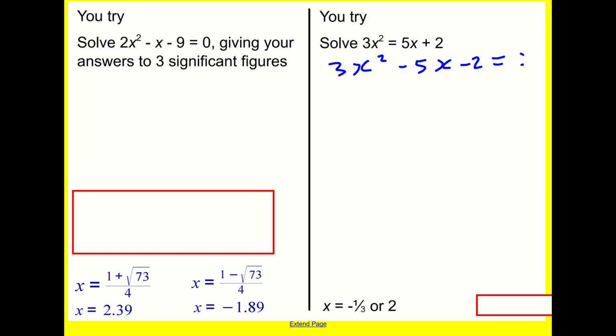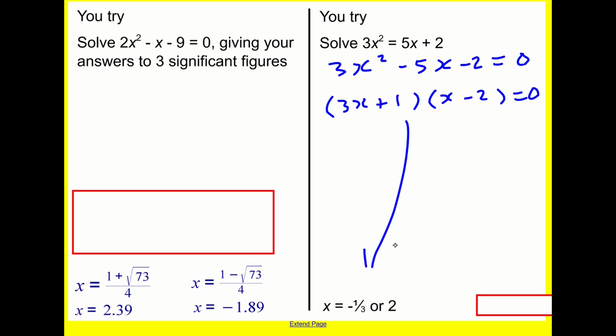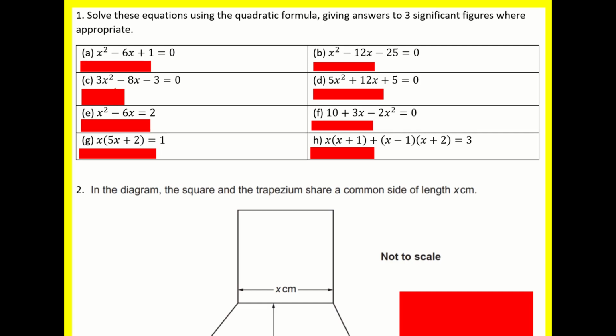And this one does actually factorize. So the point of this is that the method works whether you can factorize it or not. Here it would be 3x and x, and then you get minus 2 plus 1, from which the solution would follow. But you've hopefully done it using the quadratic formula. I'd like to try a few more questions using the quadratic formula, giving you answers to 3 significant figures where appropriate. And then we'll get on to some slightly different takes on this lesson.